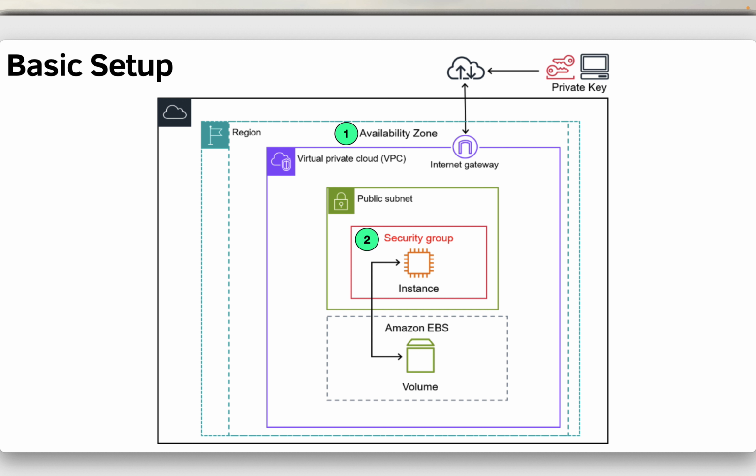The EC2 instance is secured within a security group, which is like a firewall that controls incoming and outgoing traffic through a port. So you have inbound, outbound port, and what protocol you want to allow or disallow.